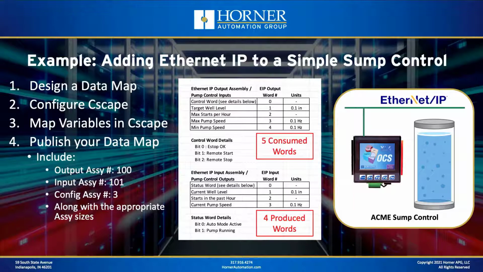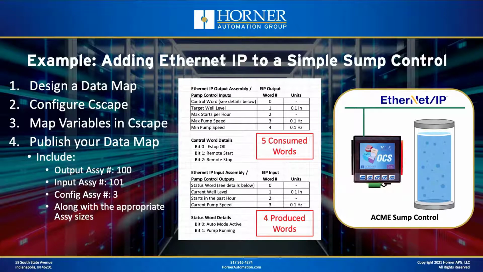So again, the first step in that process is to design a data map. What data do I want to share as produced data? What data do I want to share as consumed data? All right, let's start with the data I'm going to consume in my example application. From the standpoint of the Ethernet IP CPU in the Rockwell PLC, for example, that is going to be output data. So it's output from the PLC's perspective, and it's consumed by my machine, by my OCS on Ethernet IP.